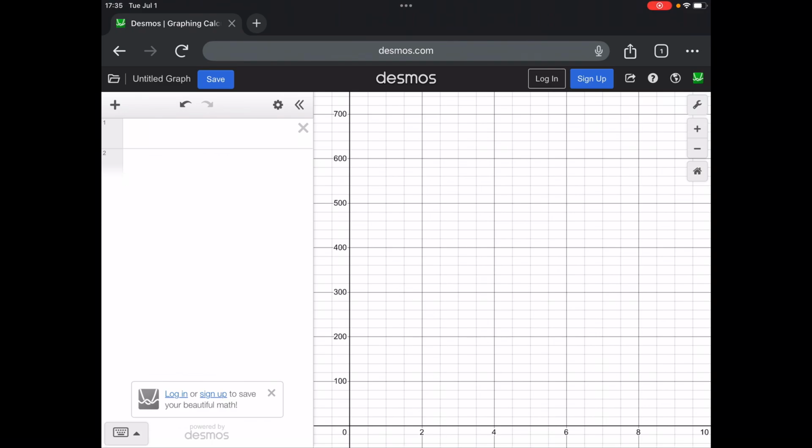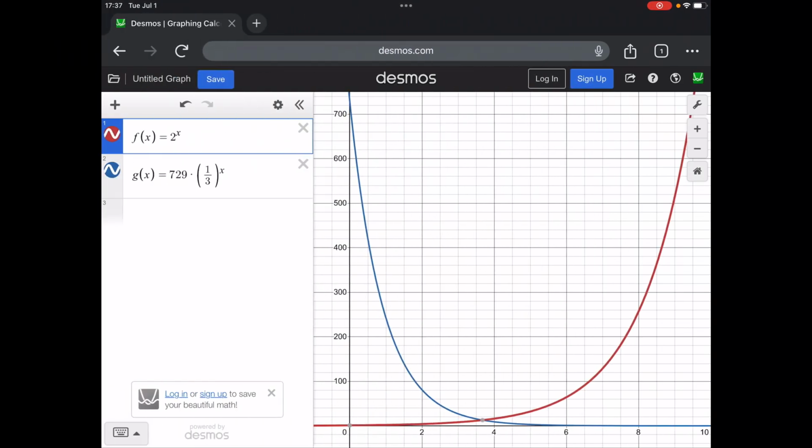Today we will be graphing our exponential functions to visually see the rate of change and initial value. This will be a Desmos lesson. Let's get into it. As you can see, we have our two functions, f of x is equal to 2 to the x, and g of x is equal to 729 times 1/3 to the x, graphed on the coordinate plane. As I said earlier, we will be looking at the rate of change and initial value on the graph.